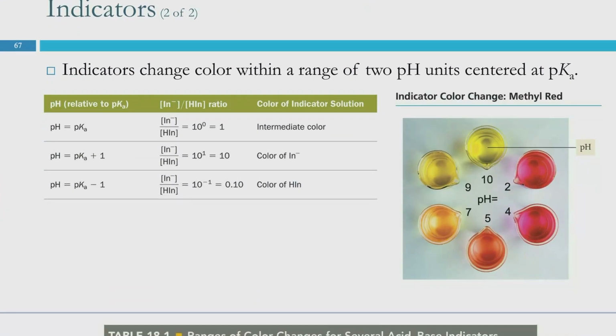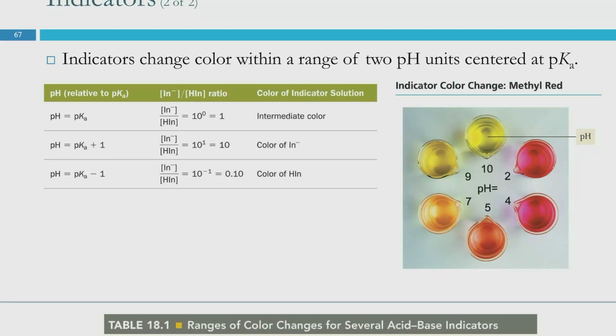The indicators change color within a range of 2 pH units, so plus or minus 1 pH unit centered at their pKa. IN here is indicator, the indicator's conjugate base. And HIN is indicator.